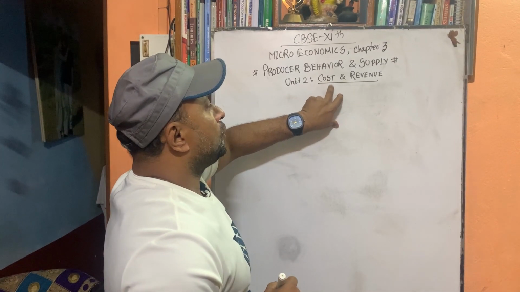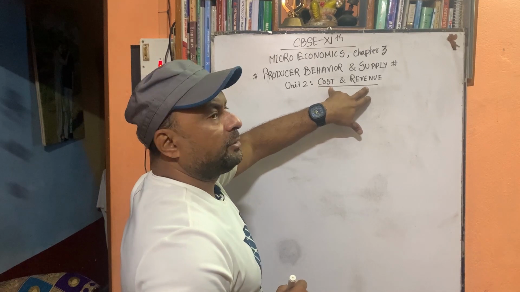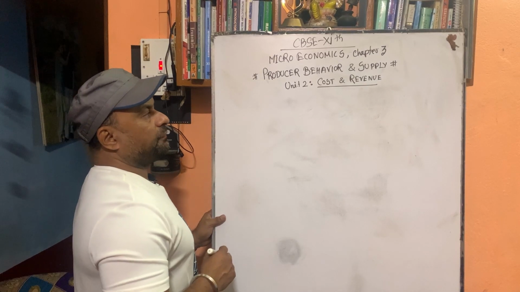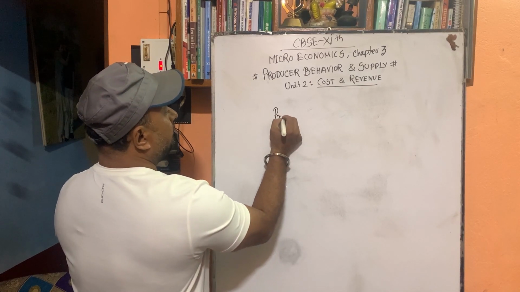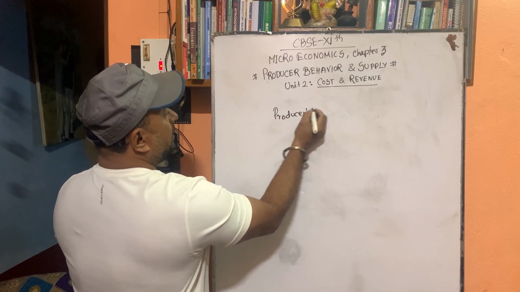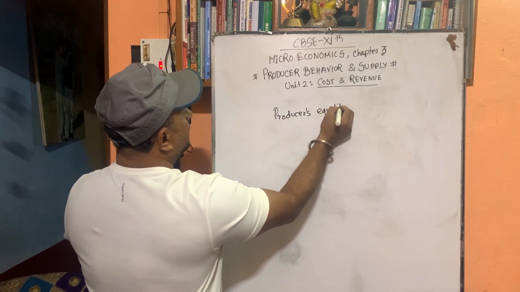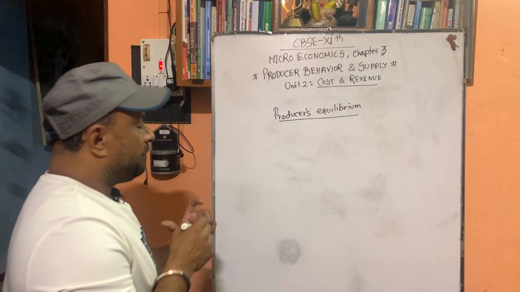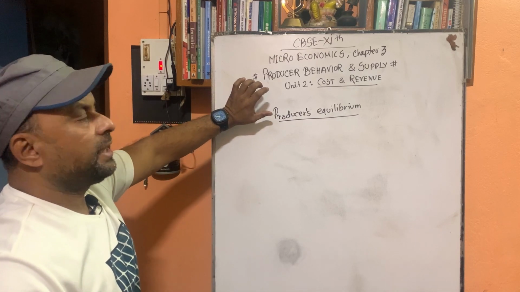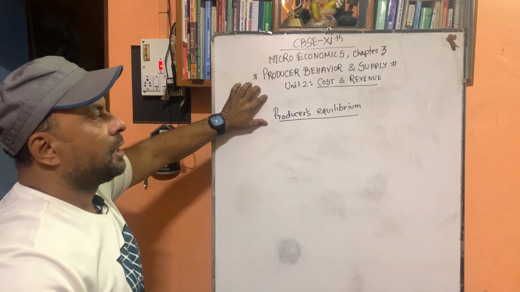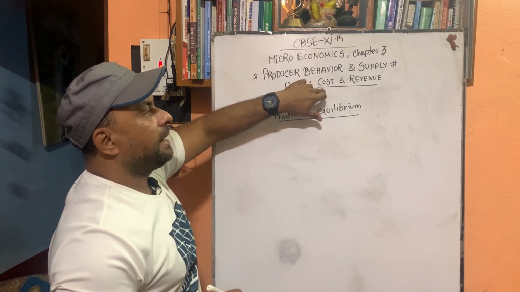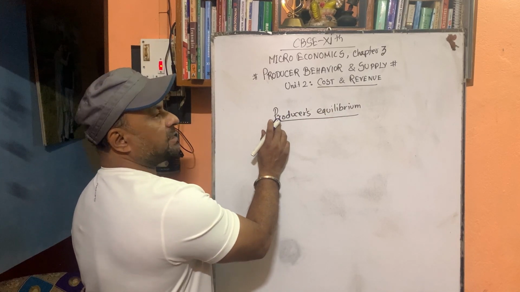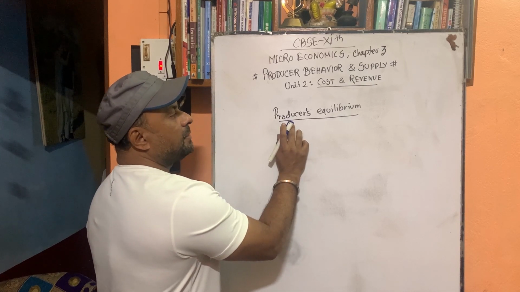Now we get cost and revenue. Cost means production cost, revenue means by selling the product, how much money he is receiving. Now where the producer gets the profit means producer's equilibrium. Producer's equilibrium means at what level he will produce, because when he produces he requires some cost and he gets some revenue, but there must be some ultimate point where he gets maximum satisfaction. The satisfaction level is the producer's equilibrium.